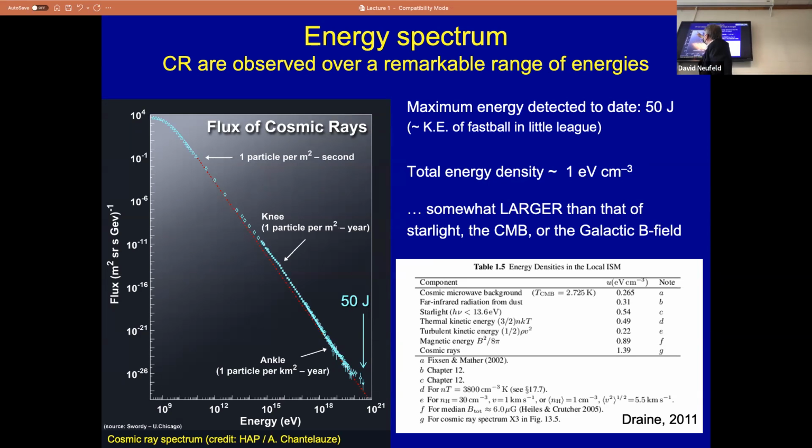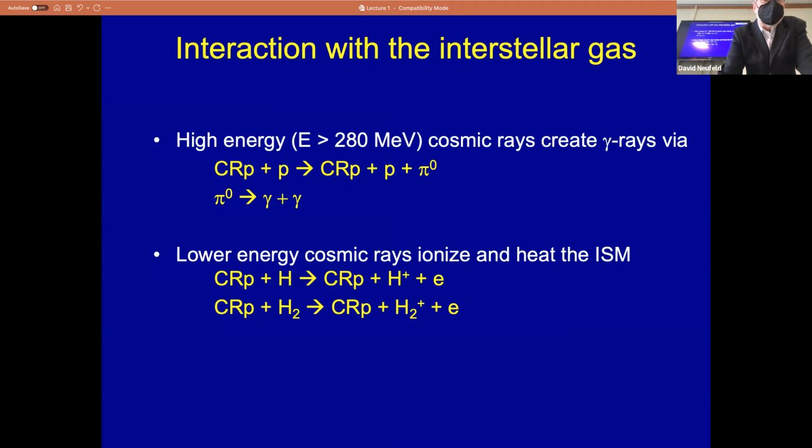These are quite remarkable. This shows the spectrum of them over many, many orders of magnitude. They actually account for a significant energy density compared to, say, starlight or the thermal energy of the interstellar gas or the magnetic energy, a little over 1 electron volt per cubic centimeter. We think of the galaxy as being filled with light, but energy-wise, it's more correct to say it's filled with cosmic rays. So what do these cosmic rays do?